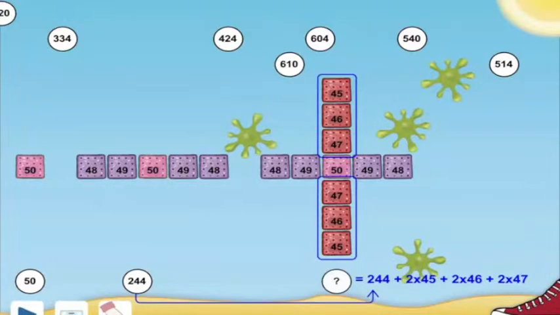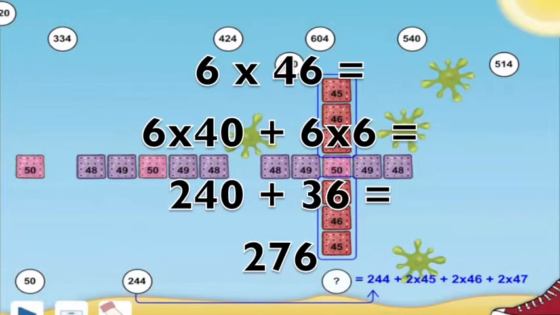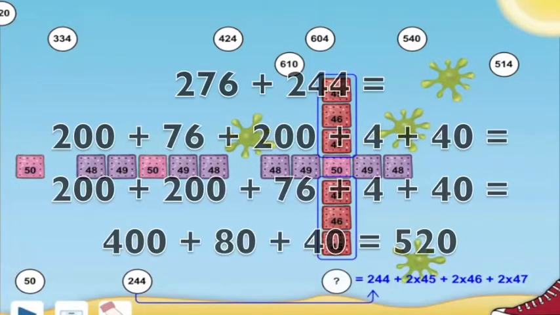And use another strategy now where we use expanded form to solve this product as follows. 6 times 46 we expand out as 6 times 40, or 6 40s, plus 6 times 6, or 6 6s. 6 times 40 is 240, and 6 times 6 is 36. 240 plus 36 is 276. We will add 276 to the previous total of 244 as follows.